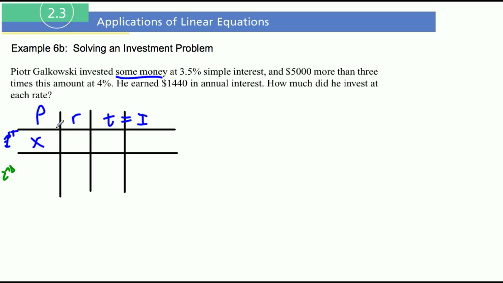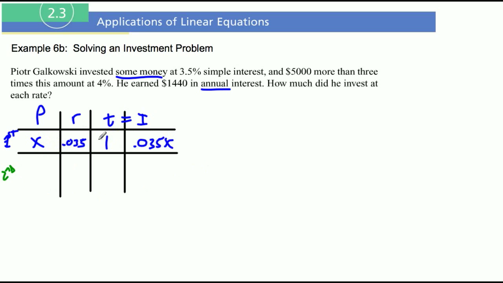My rate is 3.5%. So let's divide that by 100 to get the decimal. So it's going to be 0.035. The time again is annual, so 1 year. So if I multiply all those together, I get 0.035x.